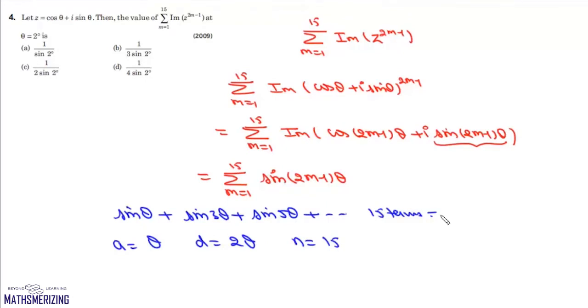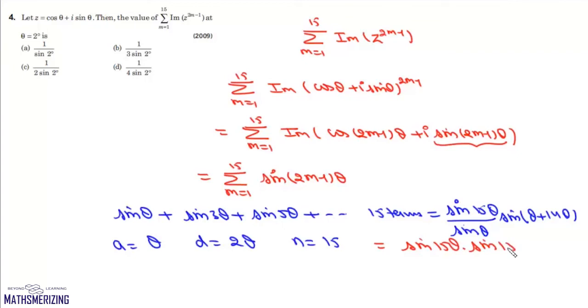So if we use this formula for sine, the formula is sin(nd/2) upon sin(d/2) into sin(A plus (n minus 1)d/2). So it will be sin 15 theta, since nd by 2 is 15 theta, upon sin theta, since d by 2 is theta, into sin of theta plus 14 theta. So we can write this sum as sin 15 theta into sin 15 theta upon sin theta. So the value of this summation will be sin square 15 theta upon sin theta.